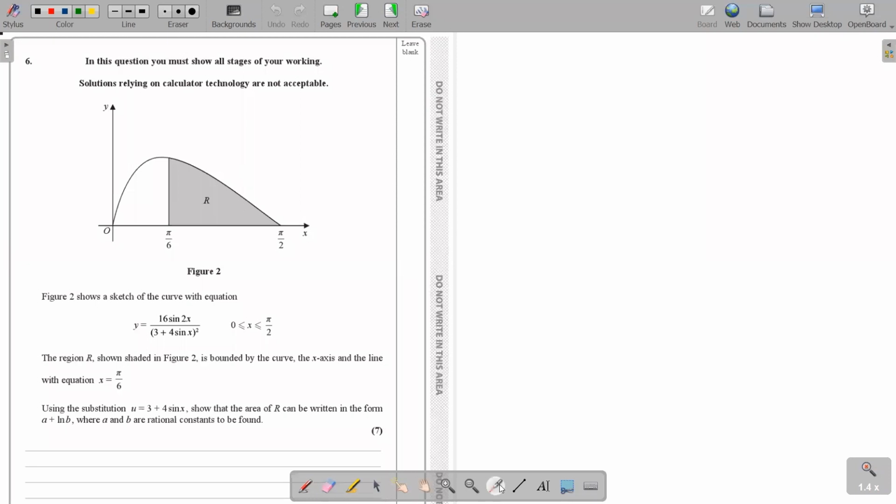Question number 6. Okay, so they say in this question you must show all stages of your working, and solutions relying on calculator technology are not acceptable. Meaning when we integrate, you need to show the working and integrate. Okay, you cannot use the calculator.